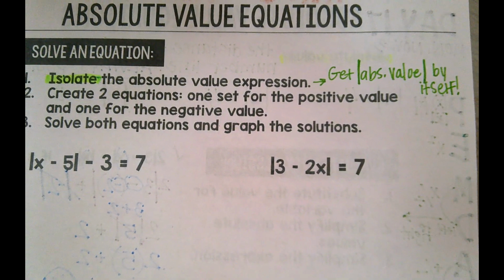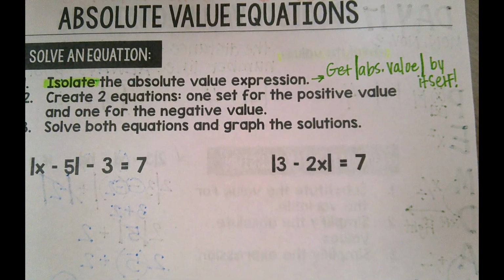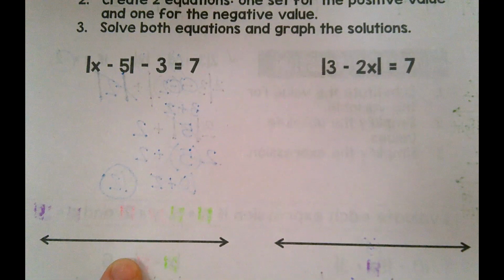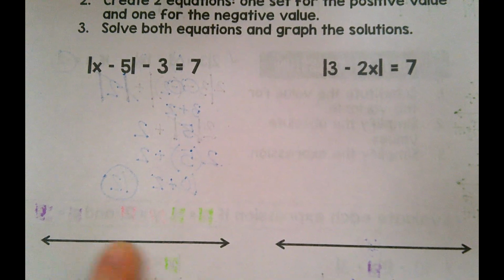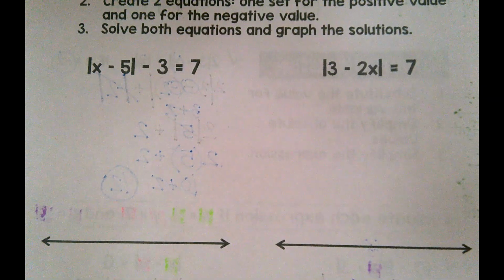Step 2, create 2 equations. One set for the positive value and one set for the negative value. I'll show you what that means in a minute here. Then we solve both of the equations and graph the solutions. Don't let the graph scare you. We're just doing a number line. We're not doing a whole graph yet. We're just looking at x values. So you'll notice our graph is just an x-axis. We're not doing x and y, so we're starting simple.